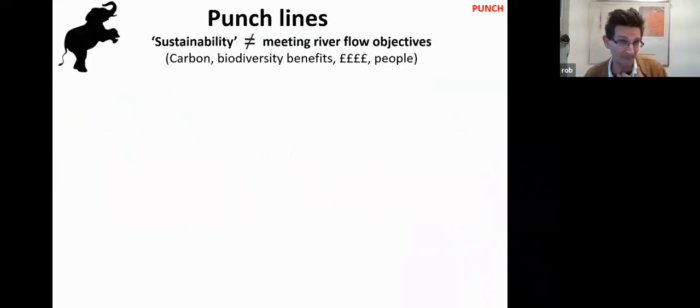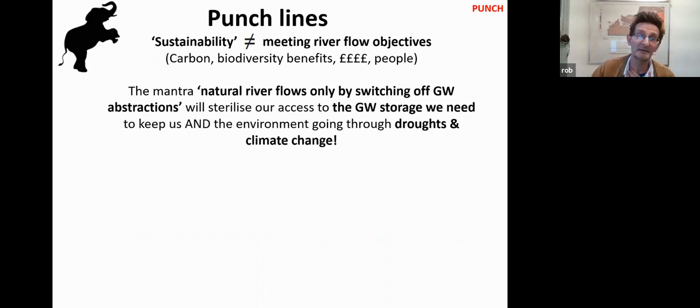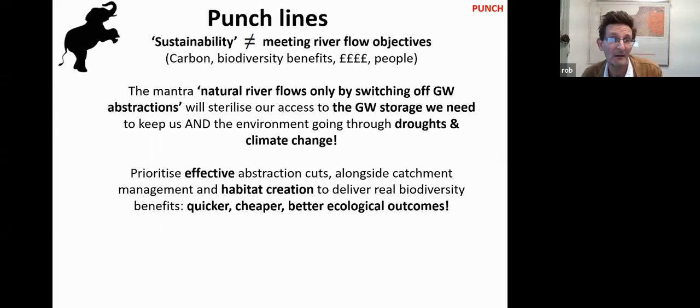Before I go on to the detail, I think we've abused the word sustainability somewhat. I think that the mantra of we can only get to natural flows by switching off groundwater abstractions is leading us to abandoning storage under our feet on a huge scale, and we need that. I think there are things that we should be doing to more effectively prioritise abstraction cuts locally and actually do things on the ground to create more resilient habitats and to deliver benefits more quickly, cheaply, and with better outcomes. But I think it's just hard to get to that level of prioritisation when the brush is so broad.